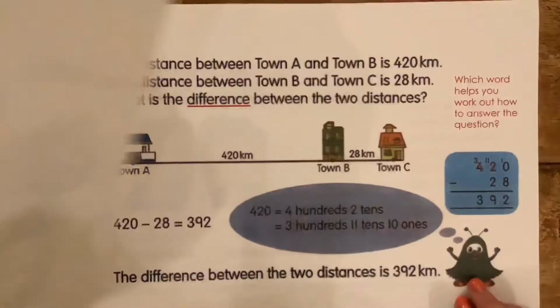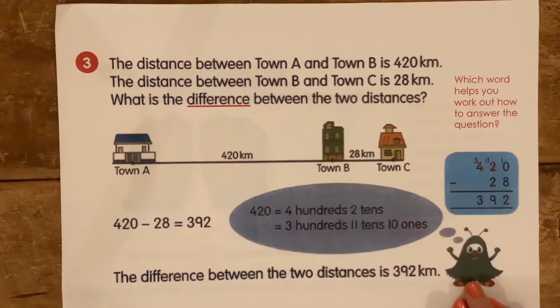So here we have a word problem regarding distance this time. So we're looking at kilometres. The distance between town A and town B is 420 kilometres. The difference between town B and town C is 28 kilometres. What is the difference between the two distances?